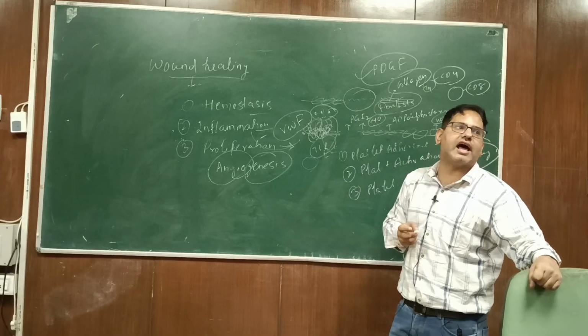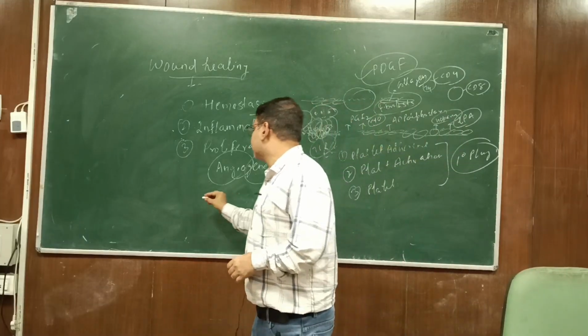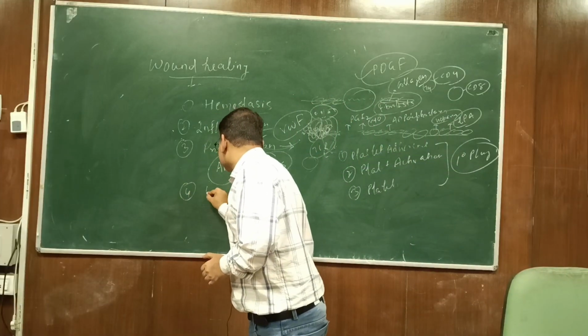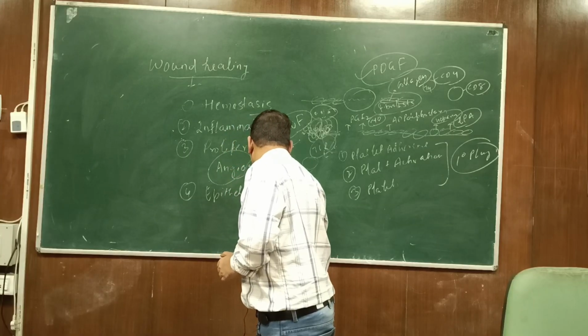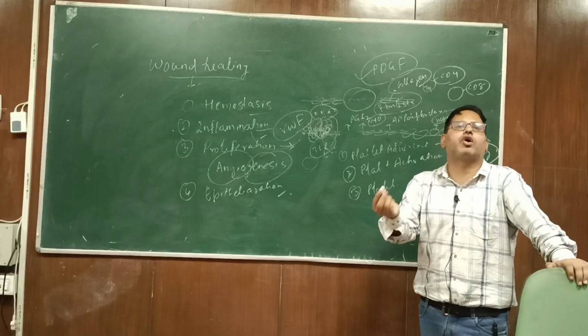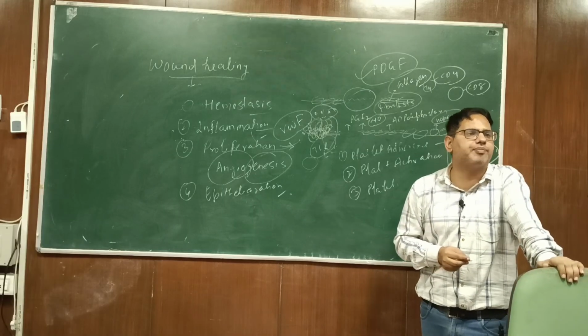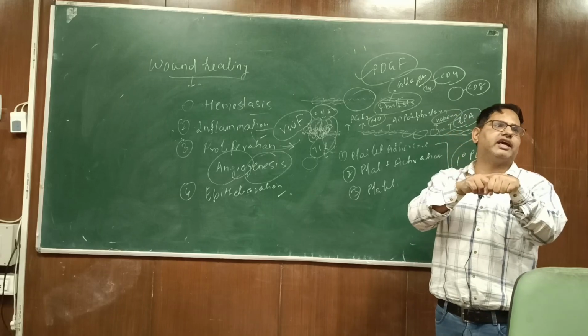So that process we call angiogenesis, the formation of new blood vessels. Then there is proliferation and epithelialization. Epithelial cells will also proliferate. Epithelialization, re-epithelialization, these are the processes we call, and your wound will be healed.